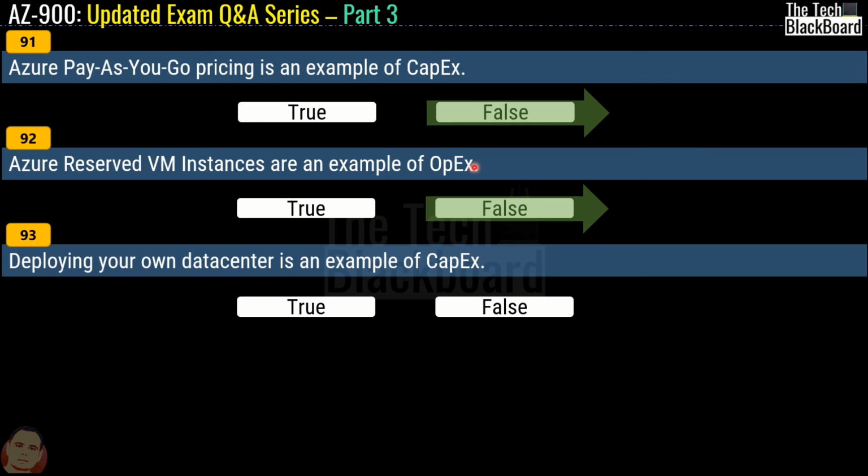Moving on with question number 93, it says that deploying your own data center is an example of capital expenditure. The correct answer for this question is true.